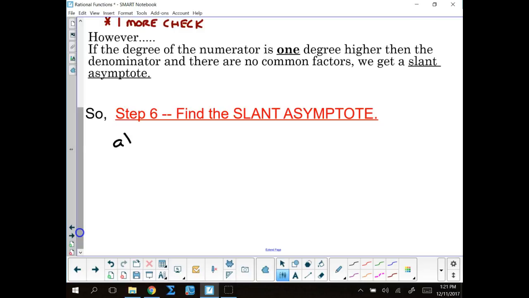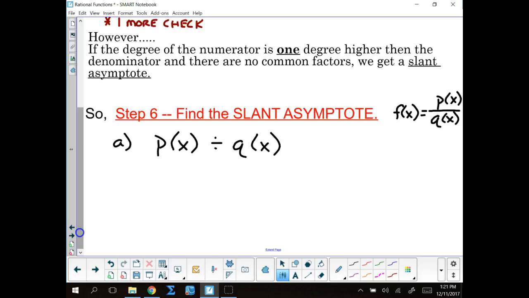So first, your function, let's call it f of x, is going to be some function divided by another function. That's how we've described rational functions throughout this entire chapter. So to find the slant asymptote, you are going to divide out that scenario. You are going to do p of x divided by q of x. You are going to do the division.